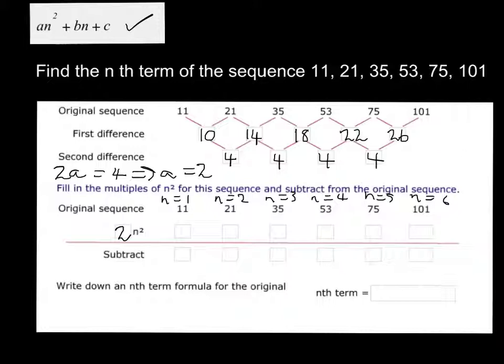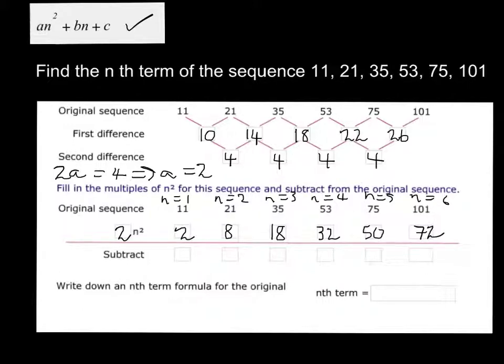So let's work this out. When n is 1, we have 1 squared times 2, which gives us 2. When n is 2, we have 2 squared, which is 4, times 2, that gives us 8. When n is 3, we have 3 squared, that's 9, times 2, that's 18. When n is 4, 16 times 2, that's 32. Then 5 squared times 2 gives us 50. And 6 squared, which is 36, times 2, that's 72.